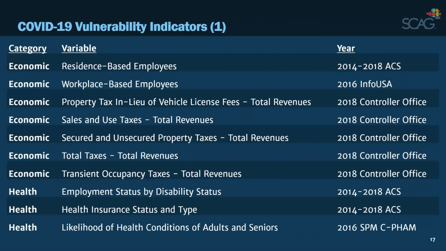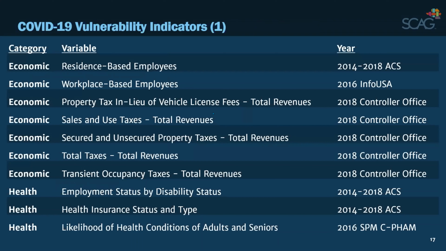As mentioned earlier, the comprehensive list has more than 70 vulnerability indicators, with variables from many sources, ranging from the Census American Community Survey to the California State Controller's Office, Info USA, the California Tax Credit Allocation Committee, and the Department of Housing and Community Development.